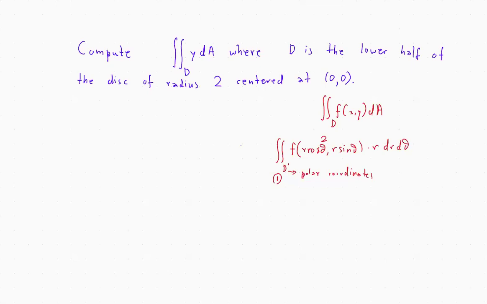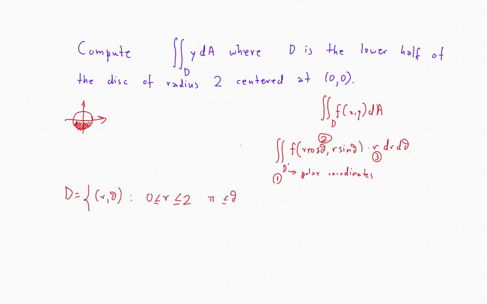Let's take a look at this case, and let's take the first step. Okay, so let's represent the lower half of the disk of radius 2. Here's what it looks like in terms of polar coordinates. So this will be all the r's and thetas, so that r is between 0 and 2, and theta runs from pi to 2 pi.